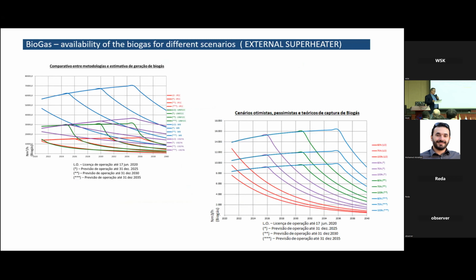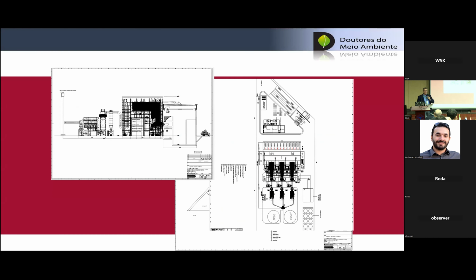So another issue, once we have thought to use this concept, we have to remember that once we stop dumping the waste in the landfill, one day we're not going to have any more biogas. So it was also important to understand how the production of biogas will evolve over time. So the concept was based on treating 3,000 tons per day. In this landfill, normally we receive around 3,500 tons per day. So we decided to go with 3,000. Because of that, we have to have three lines in parallel.